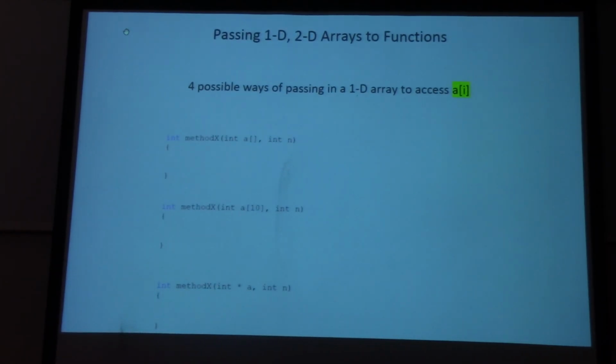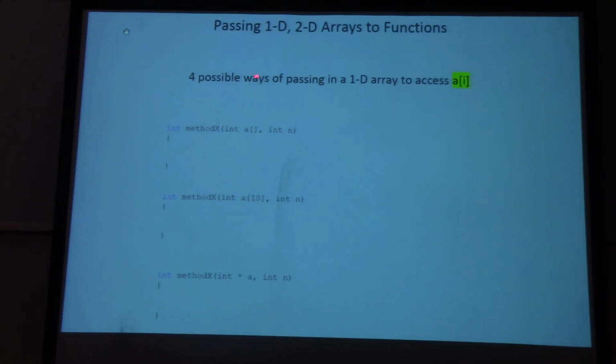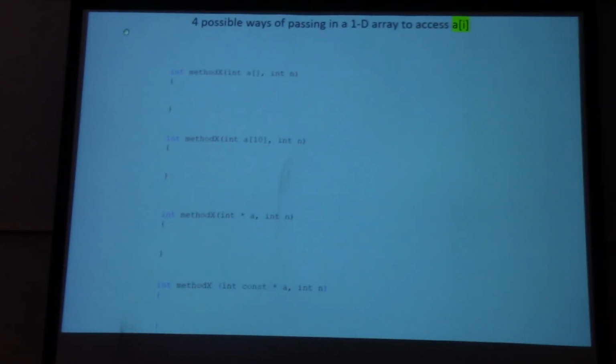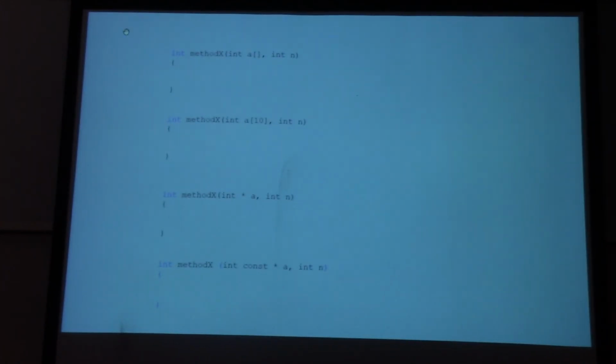Okay, now 4 possible ways of passing a one-dimensional array to access the element a sub i. You didn't know there were 4 possible ways, but apparently there are. So I have an array that I'm passing into a function. And so this is method X. In fact, all of these are method X's. These are not overloads. These are just examples of how you could do it.